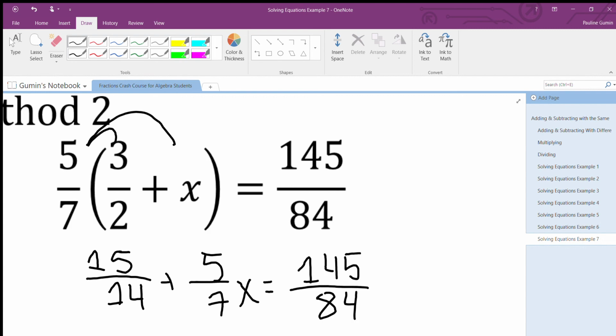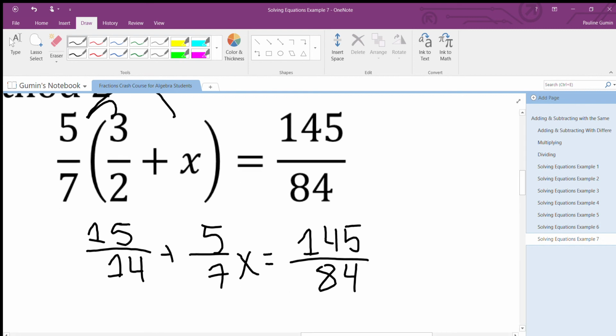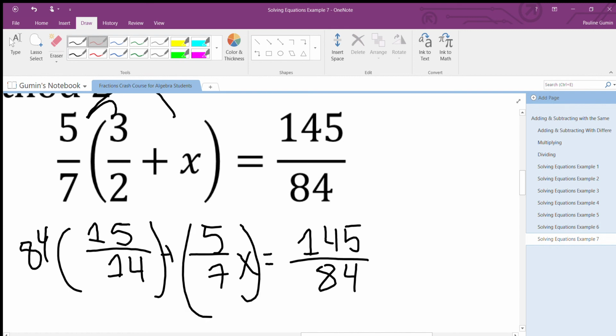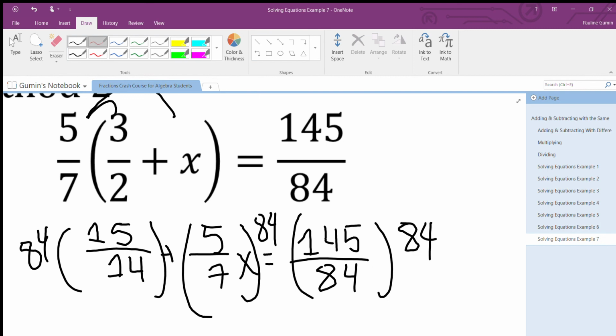Alright, let's see if we can multiply them all by a certain number. I know that 84 is divisible by 7, because 7 times 12 is 84. But is 84 divisible by 14? Yeah. 14 times 6 is 84. That means I can multiply everything by 84 in order to get rid of my denominators.